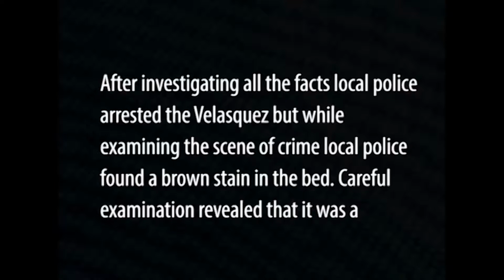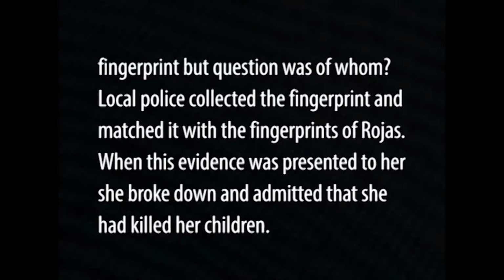After investigating all the facts, local police arrested Velazquez, but while examining the scene of crime, they found a brown stain on the bed. On careful examination, it was revealed to be a fingerprint, but the question was, whose? Local police collected the fingerprint and matched it with the fingerprint of Rojas. When this evidence was presented to her, she broke down and admitted that she had killed her children.